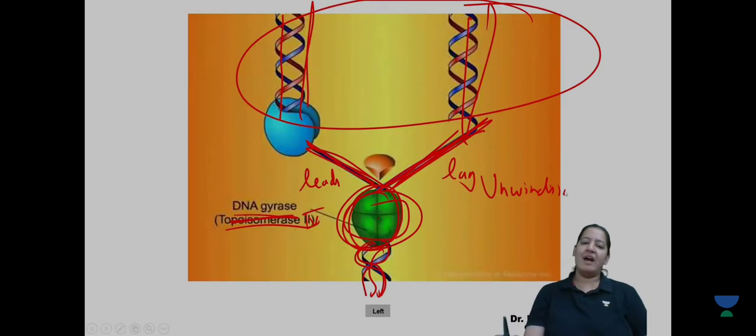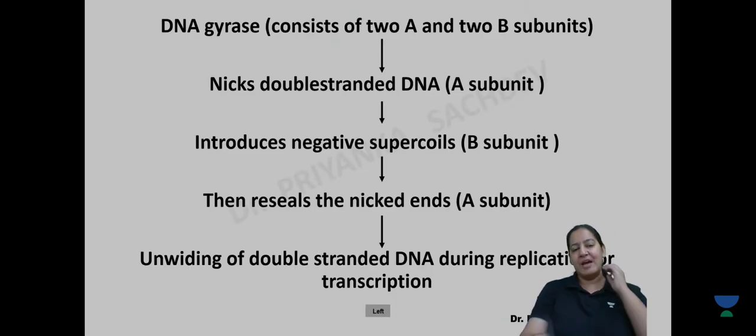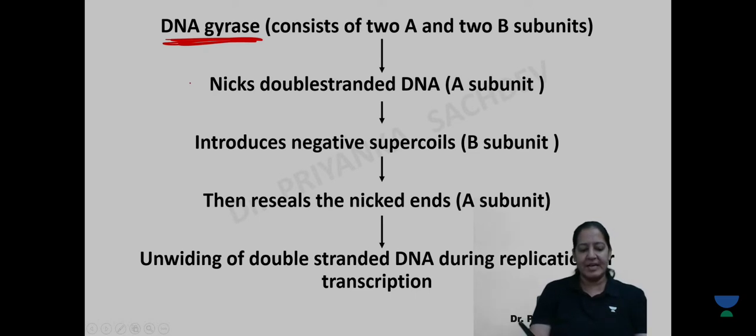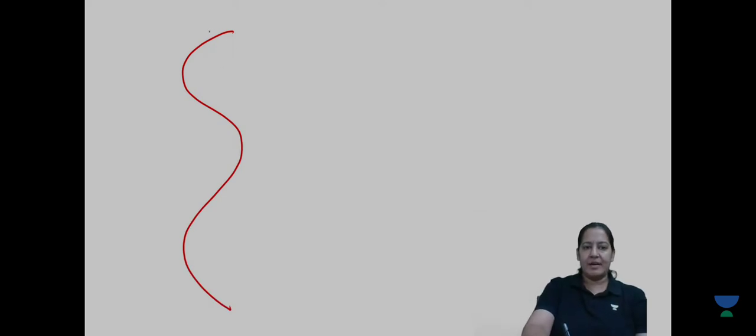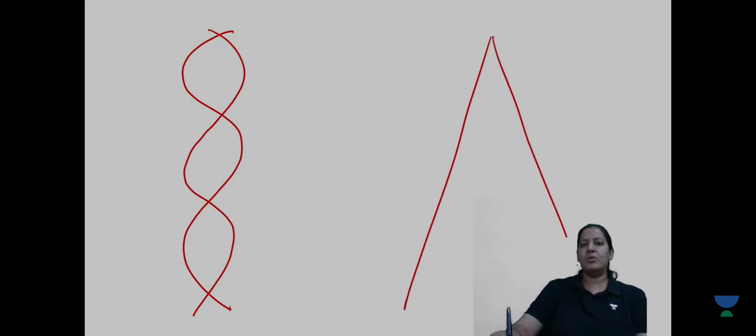So how exactly is unwinding done? As I've told you, the name of the enzyme required is DNA gyrase in gram-negative bacteria. DNA gyrase has two units. Let me draw a double-stranded DNA. So how does unwinding actually happen? This gets converted into this. This is known as unwinding.